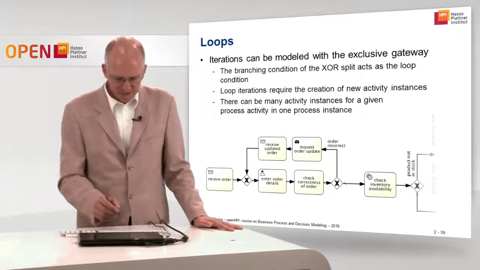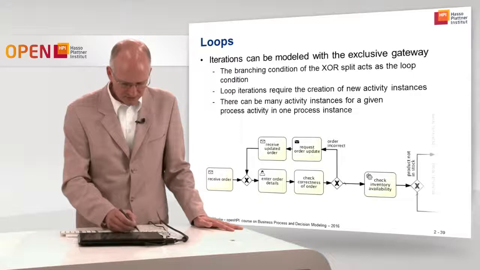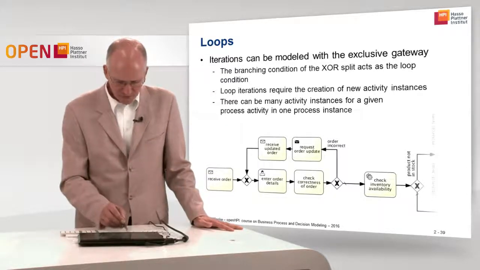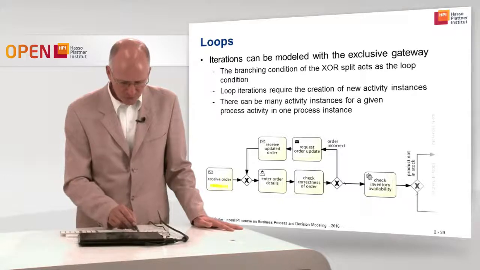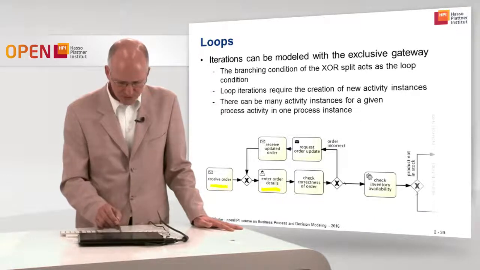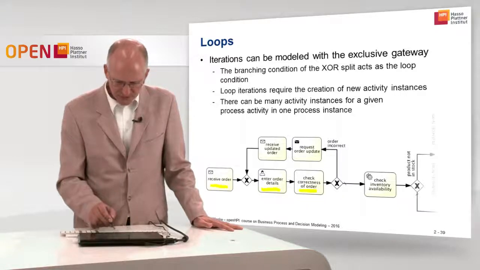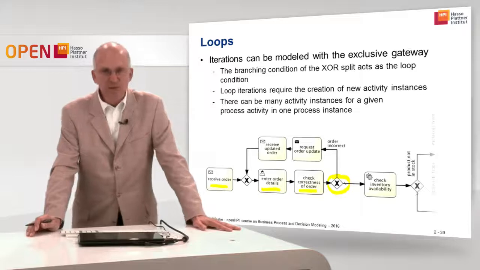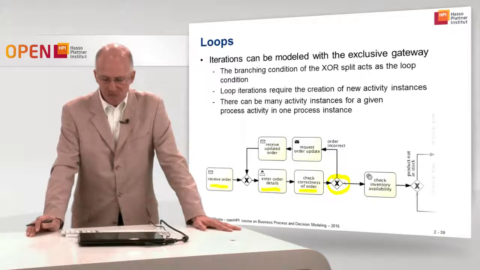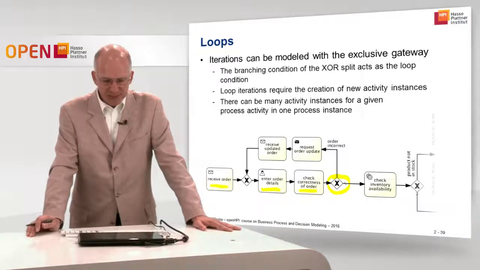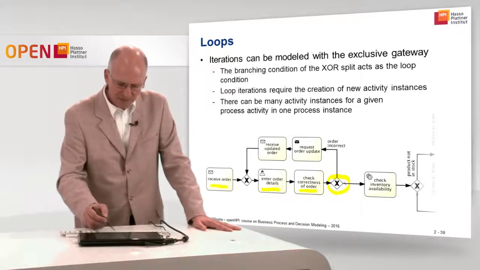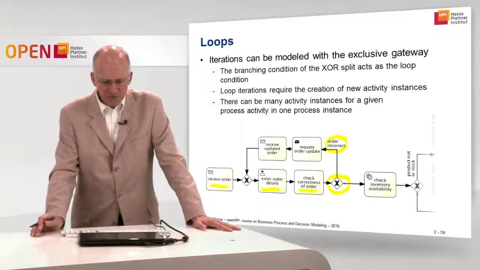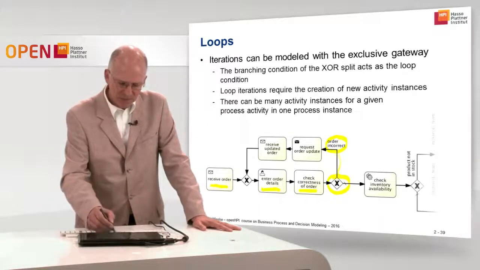All right, so let's first look at the example and then look at the creation of activity instances. So here we have the normal flow. We receive the order, enter order details, check them for correctness, and then we have the XOR split. And here the XOR split is evaluated. Of course, the conditions are evaluated. Here we have the condition order is incorrect. So if the order is actually incorrect, then this branch is taken.